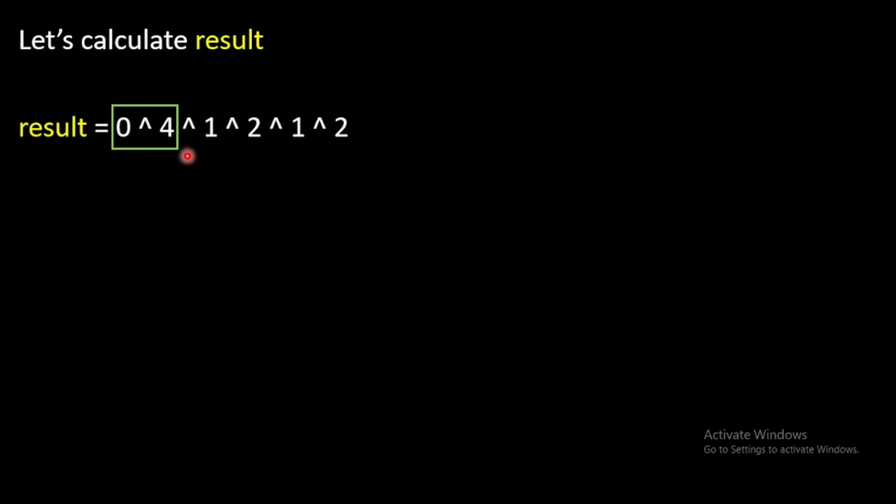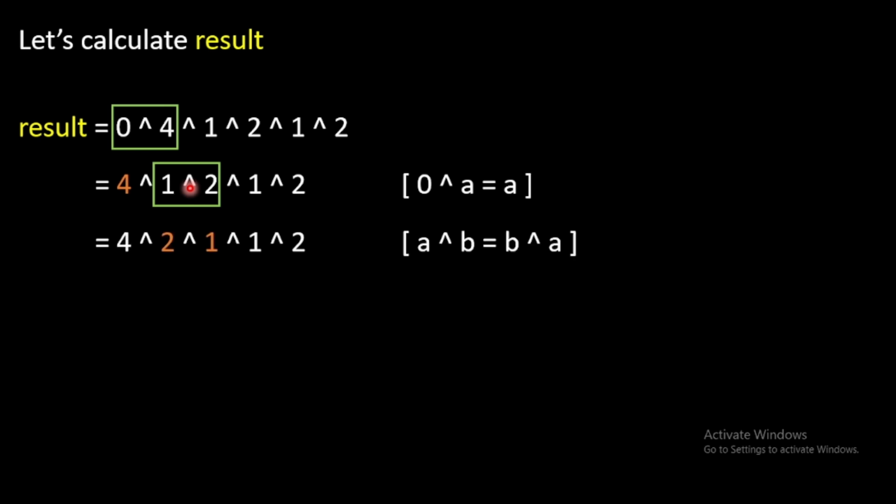Let's see the first two numbers. Here you can see that this XOR operator is operating on a 0 and a non-zero number. As one of the operands is 0, the other operand will remain unchanged and this will be the output. So here 4 will be the output. Now let's revisit these two operands. This time XOR is operating on 1 and 2. Here we will use another fact, that is we will swap the positions of the operands, and we know that swapping operands will not change the output.